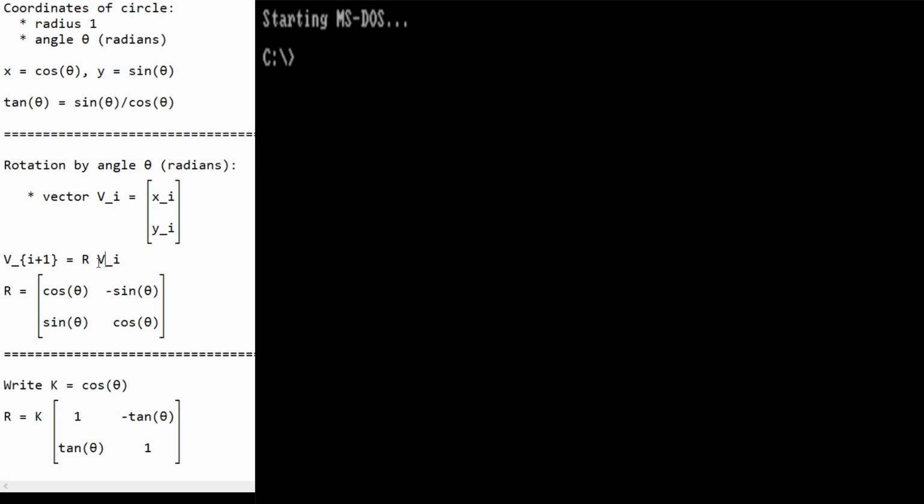So let me explain this matrix vector multiplication. It's actually really straightforward. All you have to remember is row by column, row by column. So what do I mean by that? Well, the new x-coordinate, the rotated x-coordinate, is the top row by the column. So that turns out to be cos theta times x_i minus sine theta times y_i. And the new y-coordinate, y_{i+1}, the rotated one, is this row by the column. So sine theta x_i plus cos theta y_i.